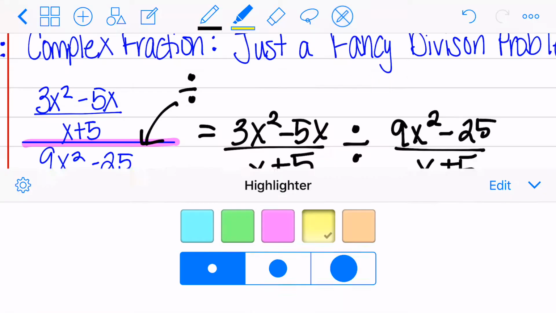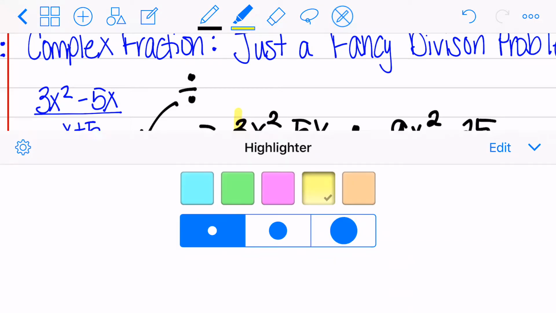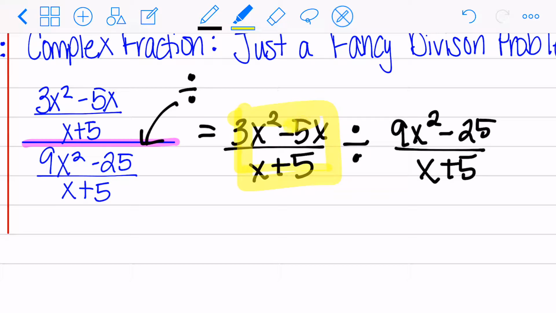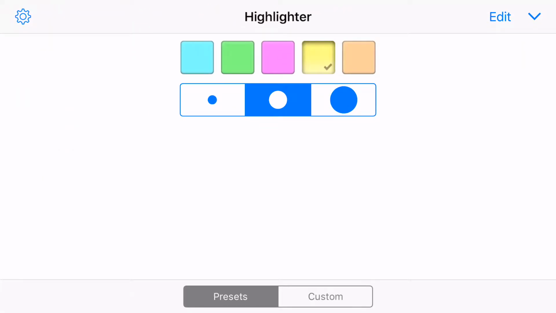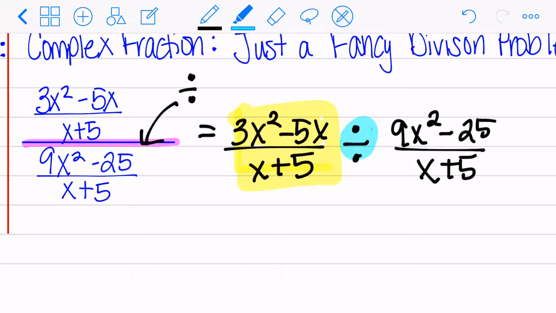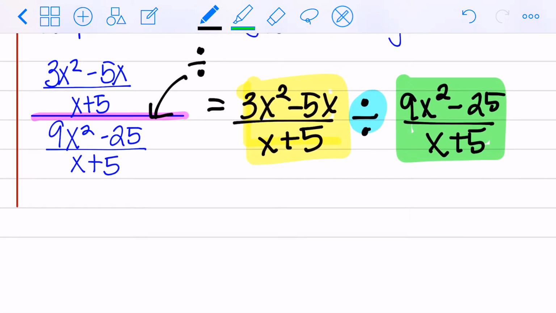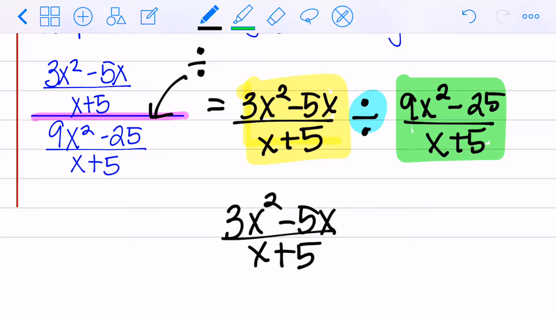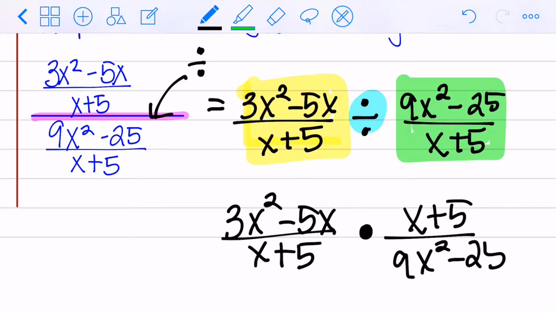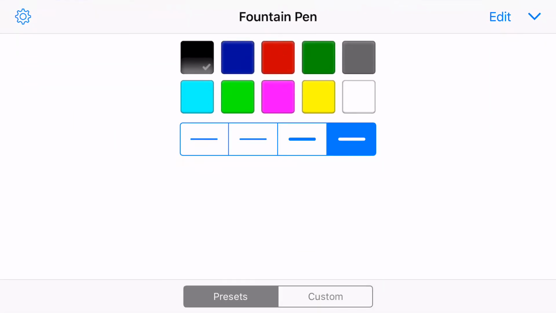Keep this one. Keep, change, and flip. All right, keep, change, flip. Now we factor and we cancel.